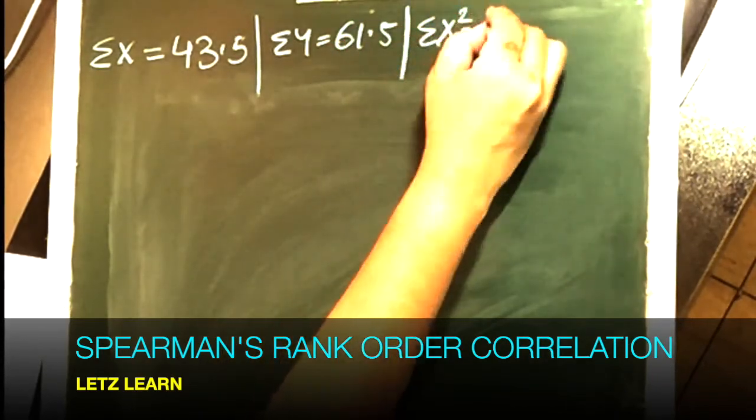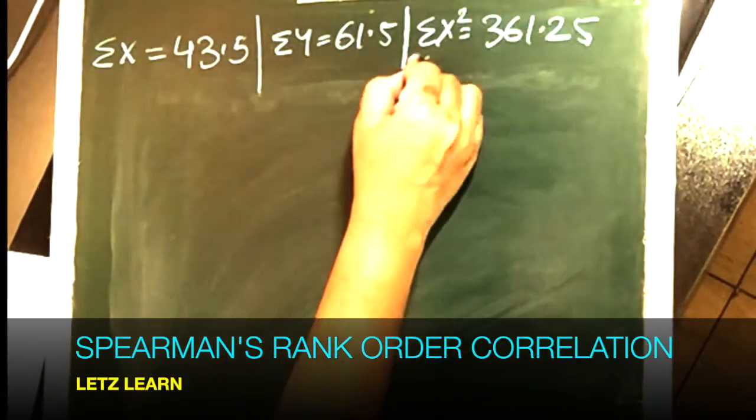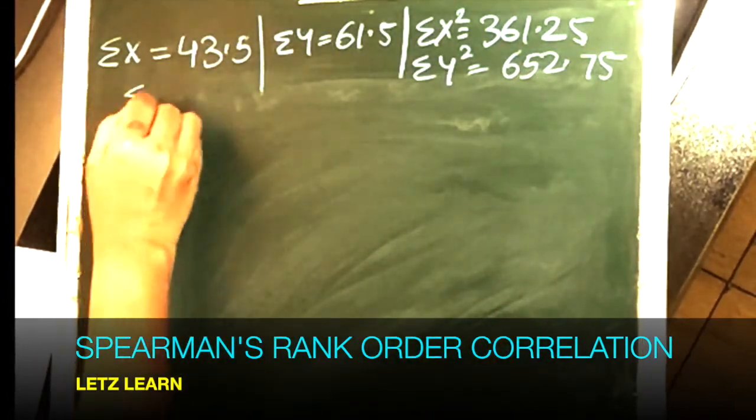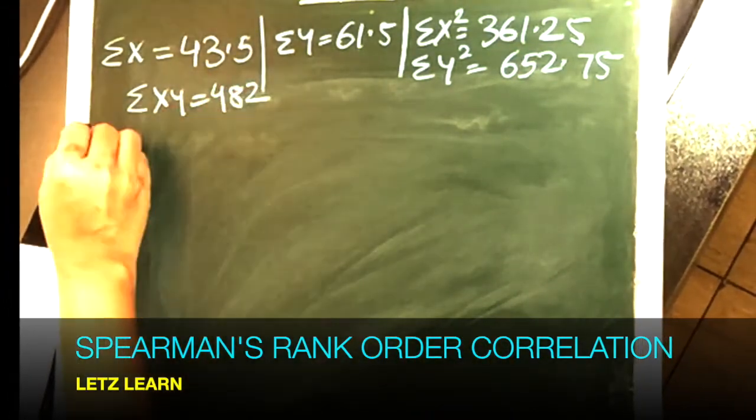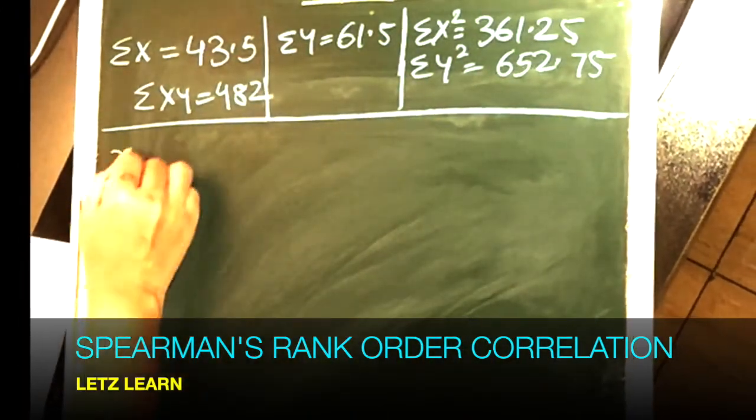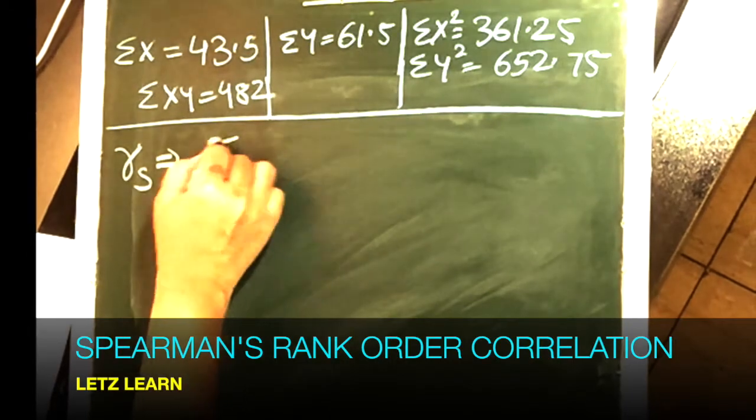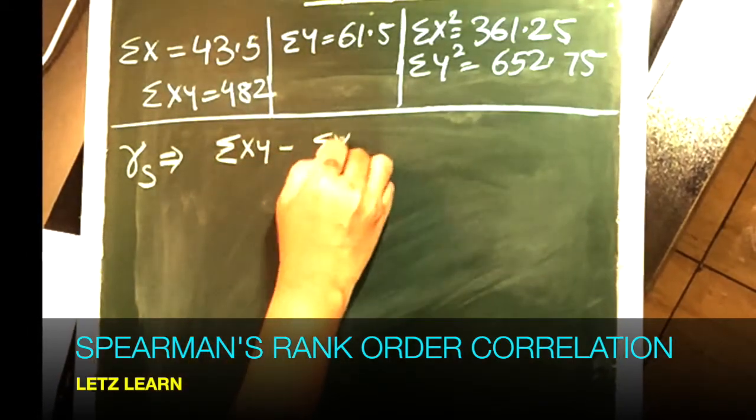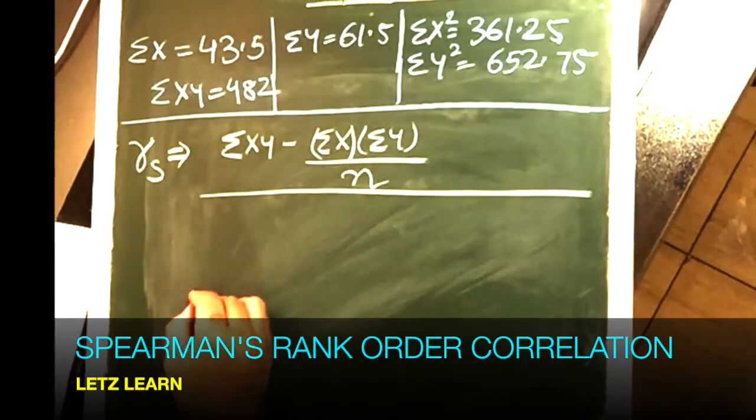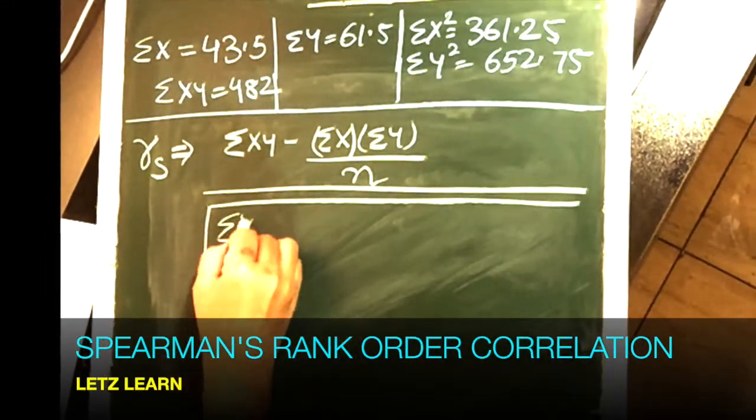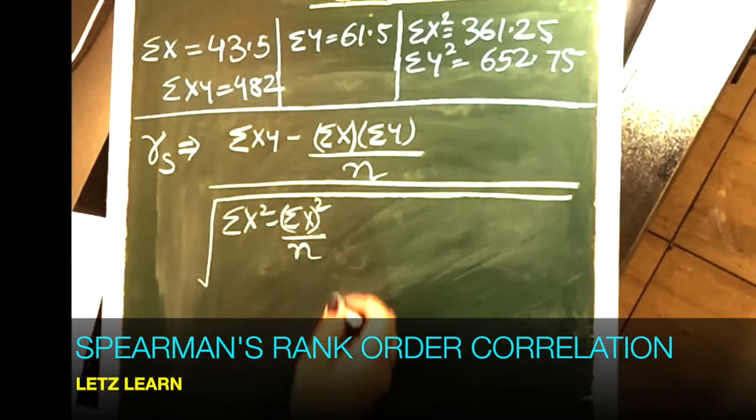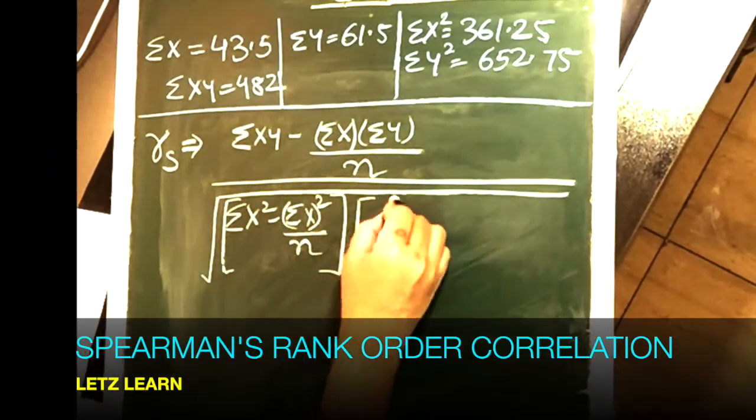So we are writing all the values here, the sum of x, that is 43.5, similarly the sum of y, that is 61.5, then sum of x square, and then again sum of y square. That is what we calculated in the previous screen. I have tried to sum all the values here so that we can quickly place them in the formula. So here these are all the values that we calculated.